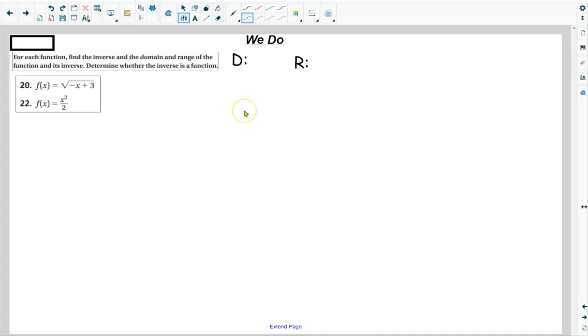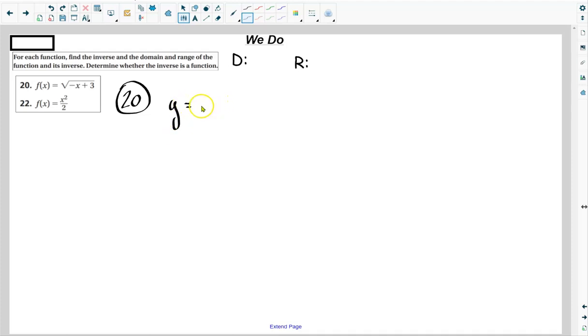Ultimately what we care about is getting to CBA type material. So we're going to look at a square root function, invert that, and look at a square function and invert that and see how that goes. Specifically, for each function, find the inverse and the domain and range of that function and the inverse, and then determine if it's a function. All right, so for number 20, let's go ahead and set it up.